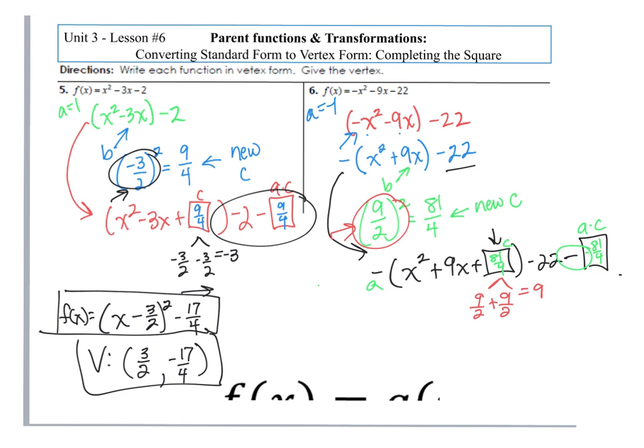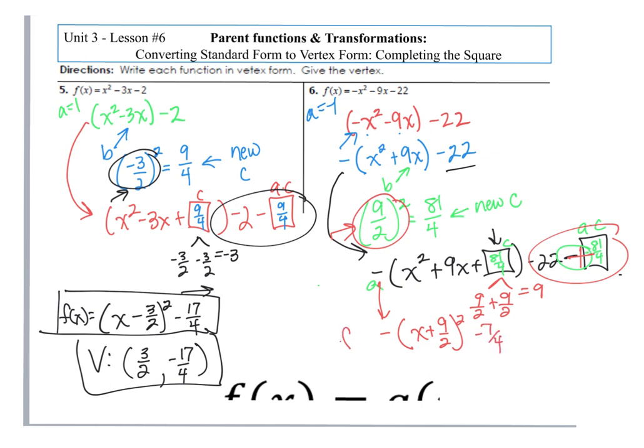So we're going to rewrite this now. We had the negative on the outside, we're going to bring it down. Then parentheses, x plus 9/2 all being squared. And then what is negative 22 minus negative 81/4? So remember, that would become plus, and we should have negative 7/4 here on the outside.